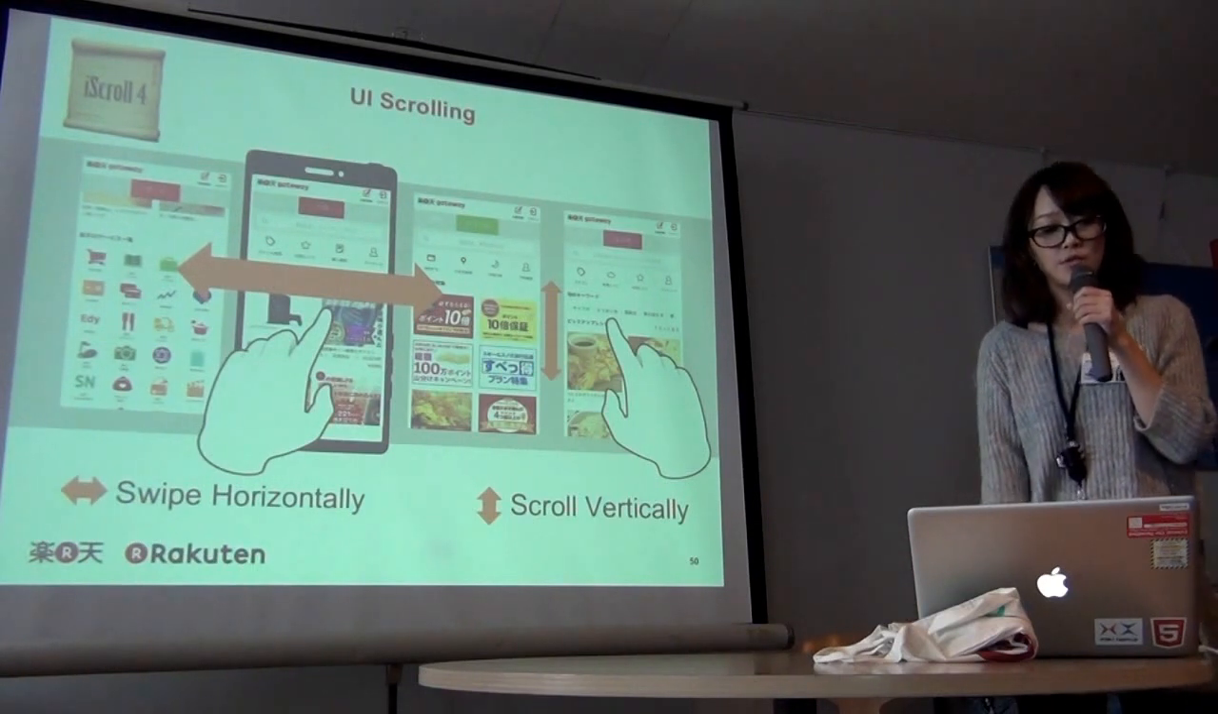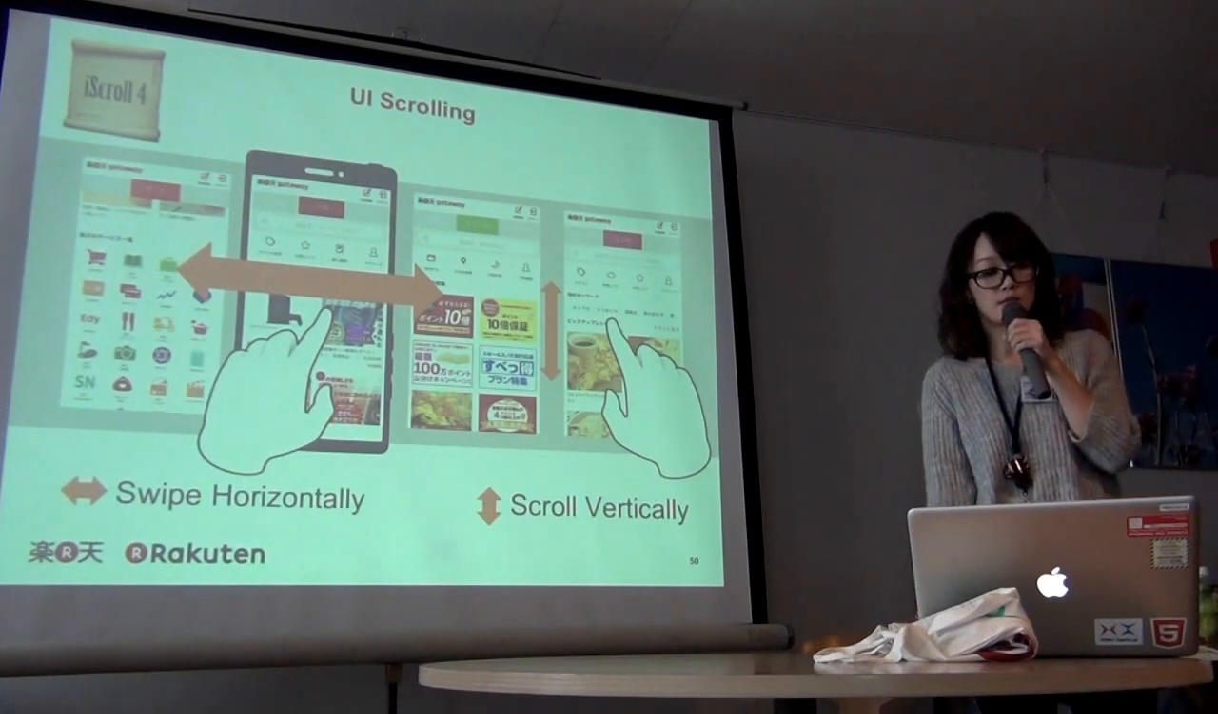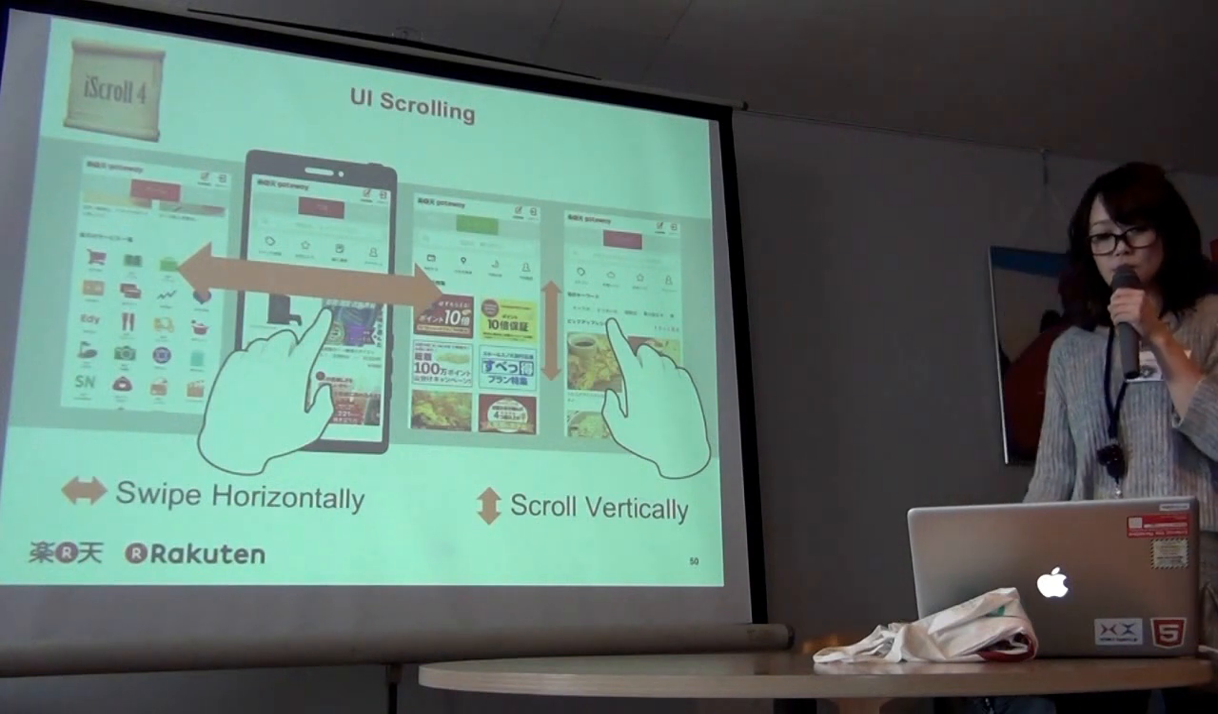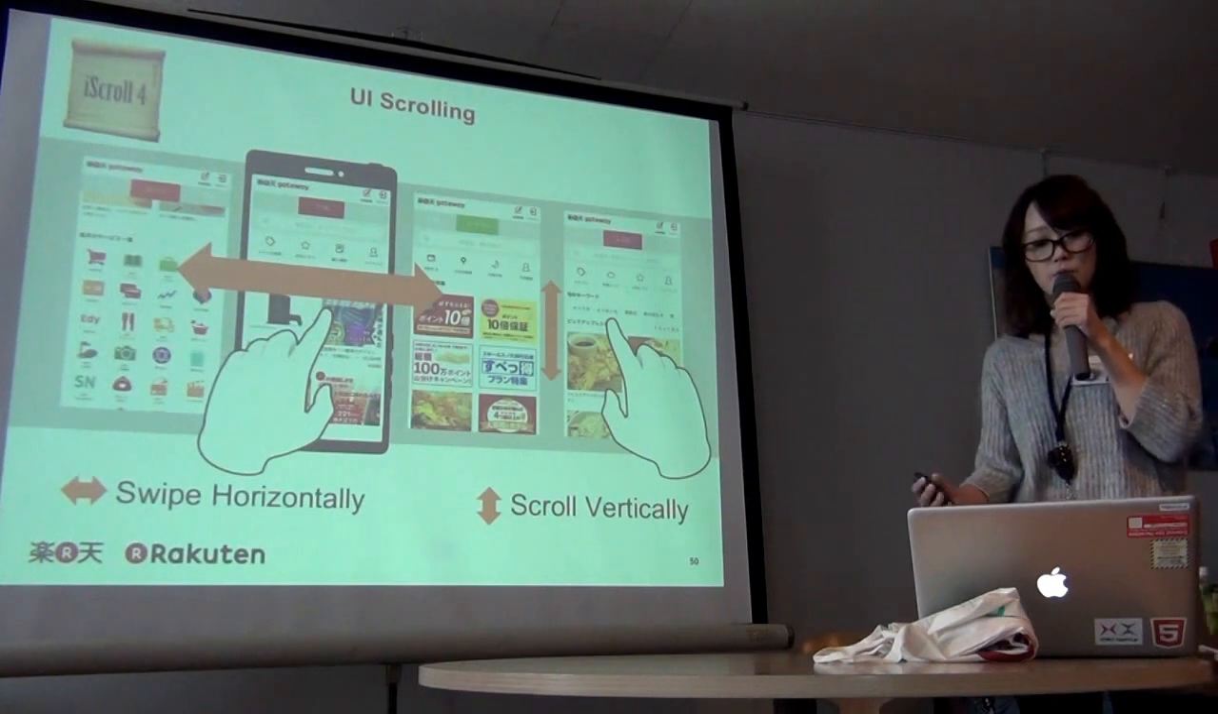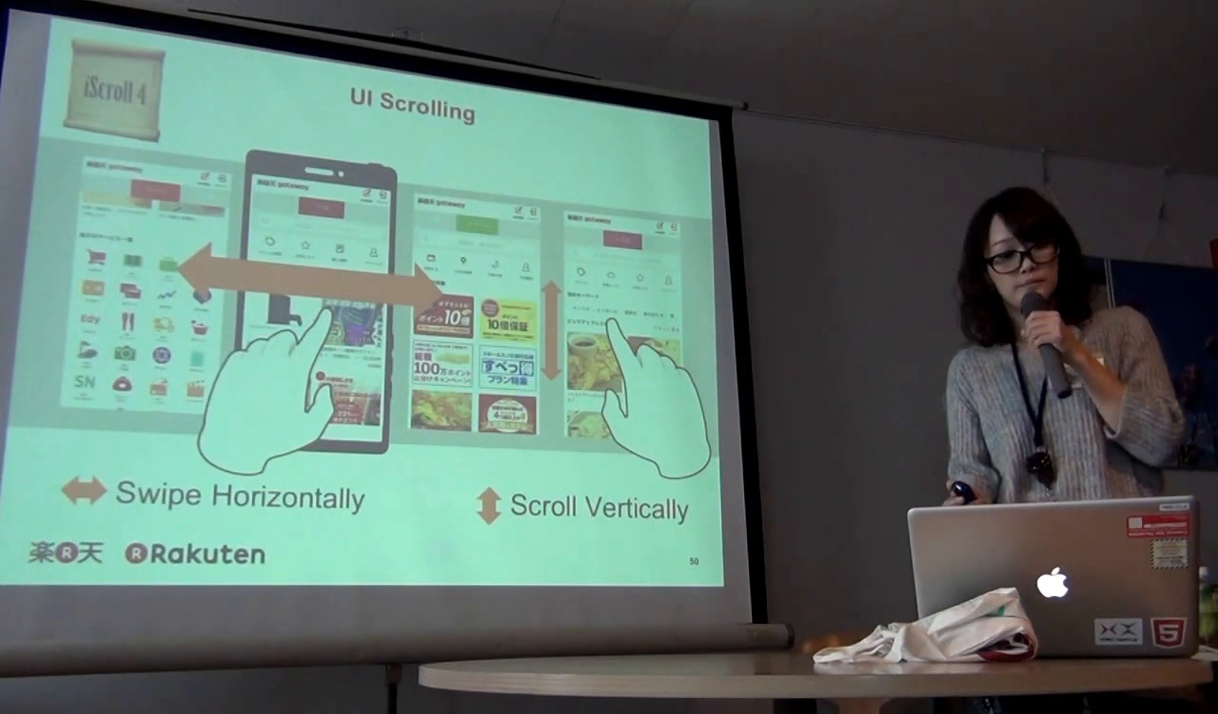And we use iScroll in a double structure, inside and outside. Outside creates horizontal swipe movement between pages, and inside creates vertical movement. I'll show you a demo.